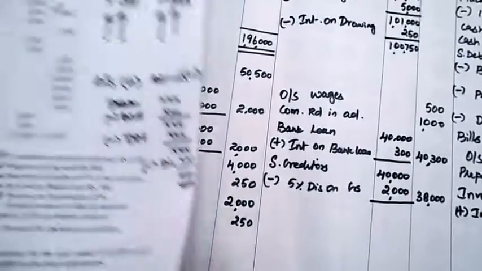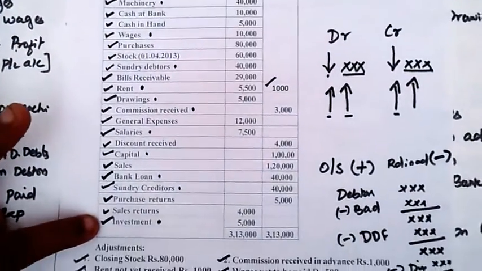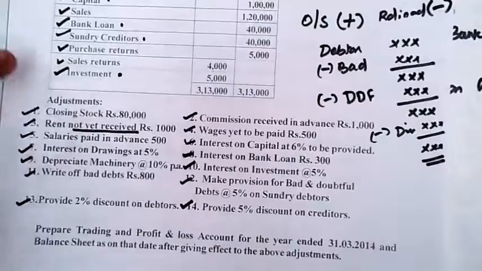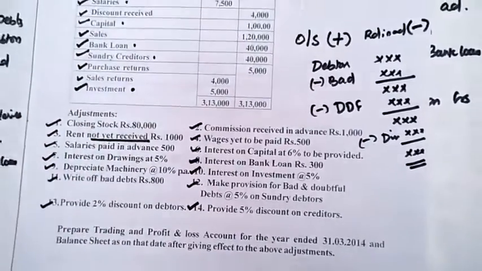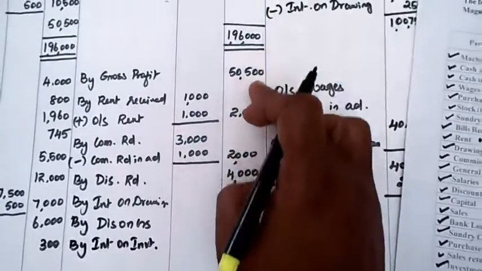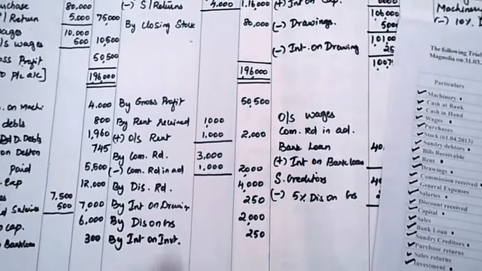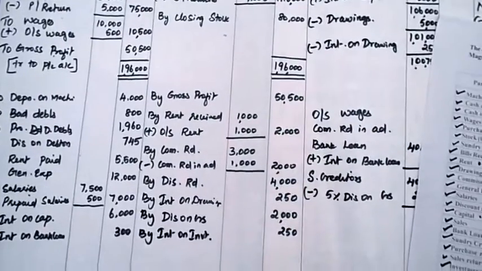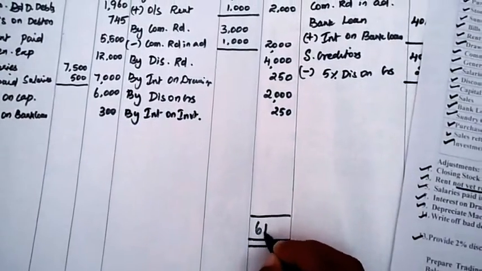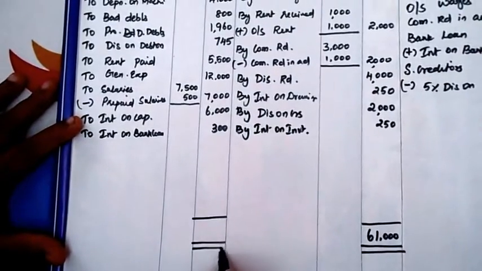Okay, then again just see the problem. We have entered all the items under trading, profit and loss and balance sheet according to the rule, and we have incorporated all the adjustments. Once again you just check it out. So everything we have entered, no? Now you can go to get the total of profit and loss account. Before you get the answer, first check which side is highest value, debit side or credit side. According to this problem, credit side is higher than the debit side. So credit side 61,000 is there. Just enter that amount under credit side. Enter the same amount under debit side also, so that you will get the balancing figure.